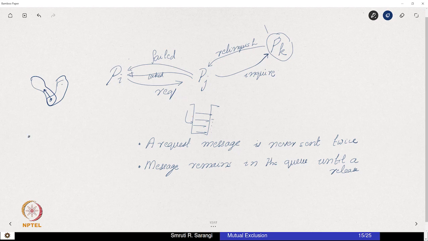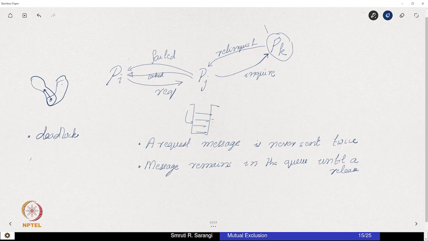But what we should look at are two things. One is deadlocks. Deadlock, as I said, is a circular wait. Why? Because we are waiting over here. If PK has not gotten any failed message, we are essentially waiting. Since PK is waiting, PJ is waiting. Since PJ is waiting, PI is waiting. So we have a wait over here, PI, PJ and PK.